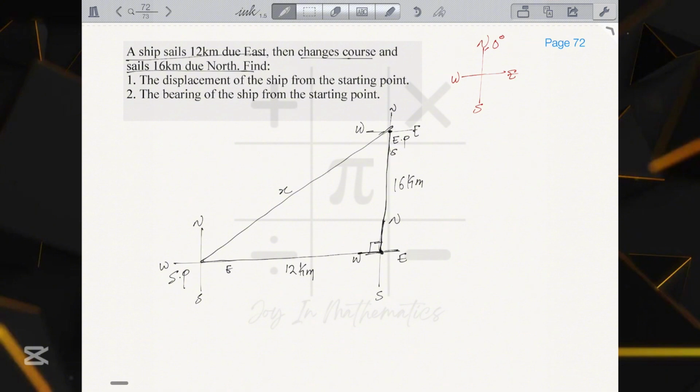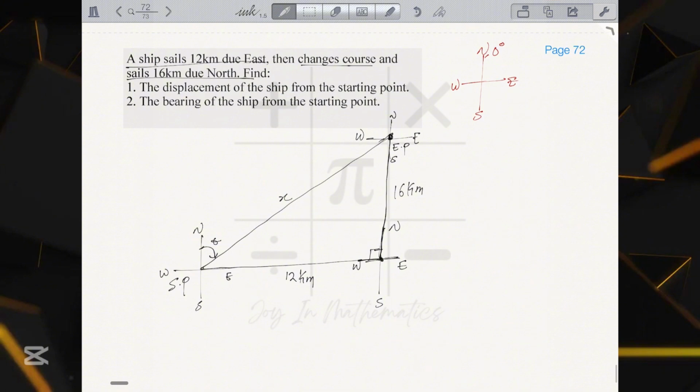And the next thing it is asking is the bearing of the ship from the starting point. So this is the final point, and we are asked to look for the bearing of the ship. So we are looking for the bearing from here to here. Let's call it angle theta. So to summarize it now, we are looking for X. We have 12 kilometers. We have 16 kilometers. And we are looking for the bearing theta.